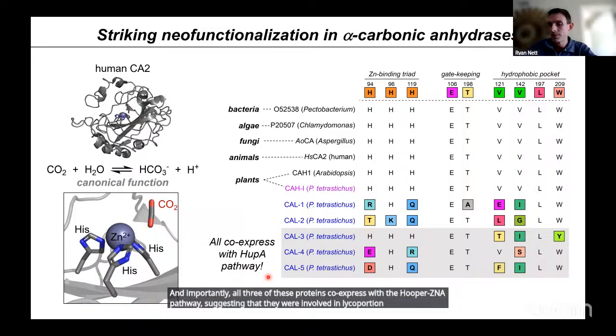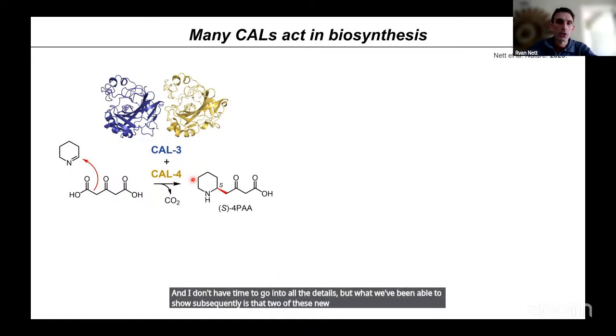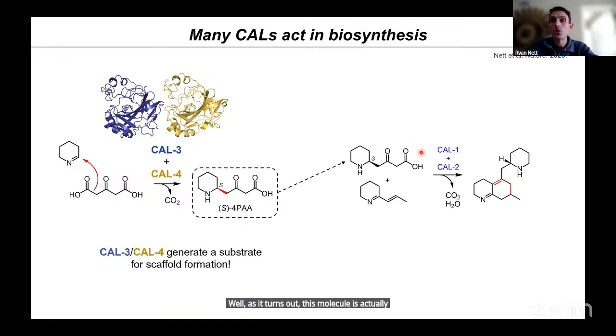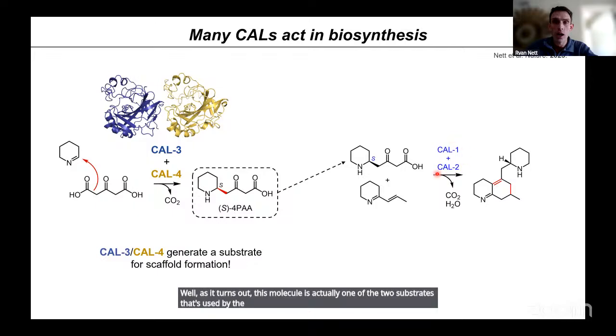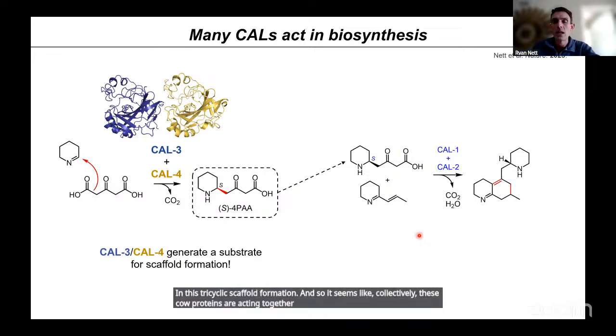And I don't have time to go into all the details, but what we've been able to show subsequently is that 2 of these new CAL proteins, CAL3 and CAL4, act together in some context to catalyze this reaction that I'm showing you here. And you might be wondering, what is the relevance of this reaction? What is this molecule S4PAA? Well, as it turns out, this molecule is actually one of the 2 substrates that's used by the other 2 carbonic anhydrase-like proteins, CAL1 and CAL2, in this tricyclic scaffold formation. And so it seems like collectively these CAL proteins are acting together somehow to enable the scaffold formation.